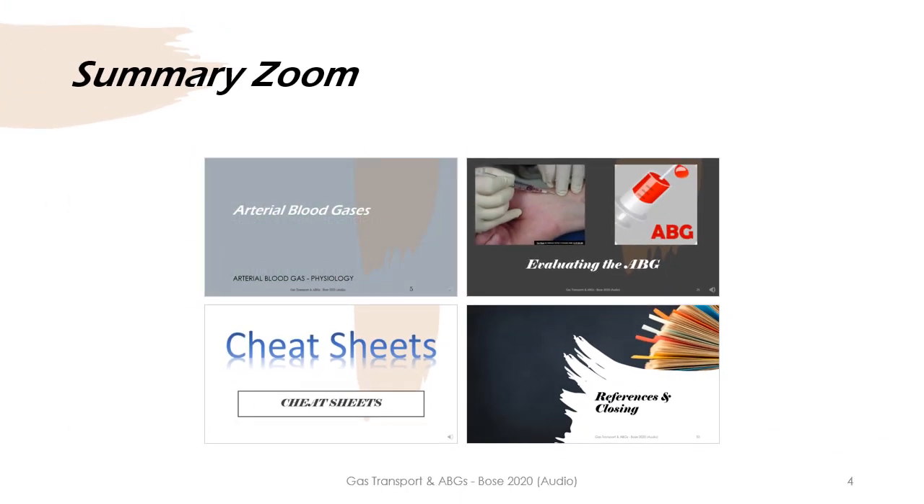This is the summary page. You will notice there are just two content areas, the arterial blood gases and how to evaluate the arterial blood gases. The third one is just cheat sheets that help you achieve your target goals.